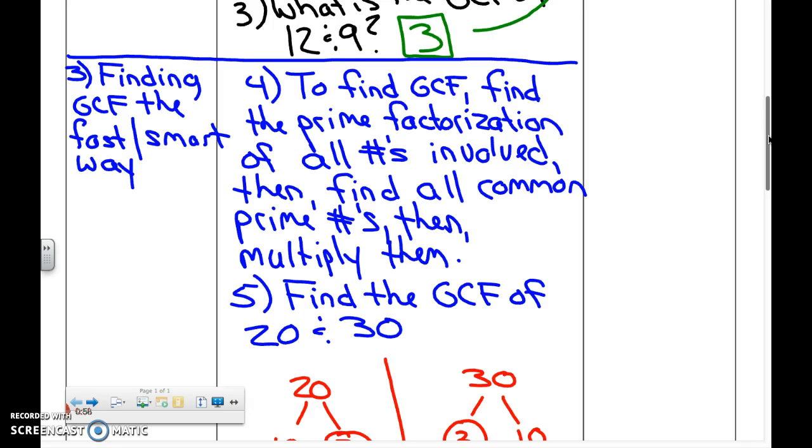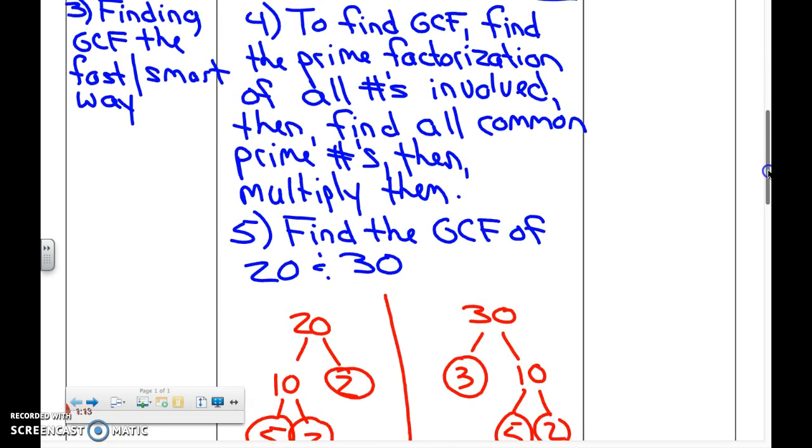Find prime factorization. Repeat after me. Find the prime factorization. Find the common prime numbers. Multiply them. And you have your GCF.